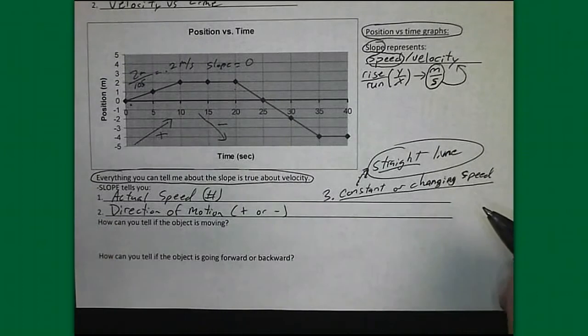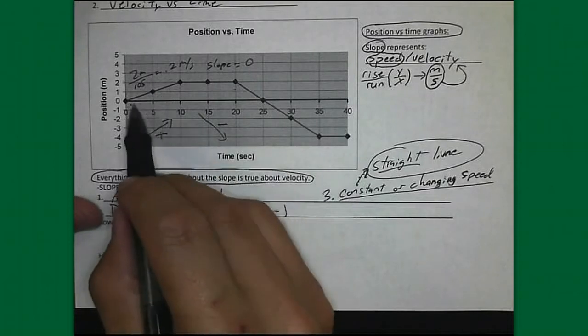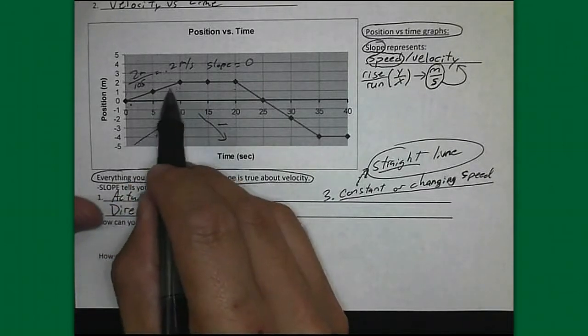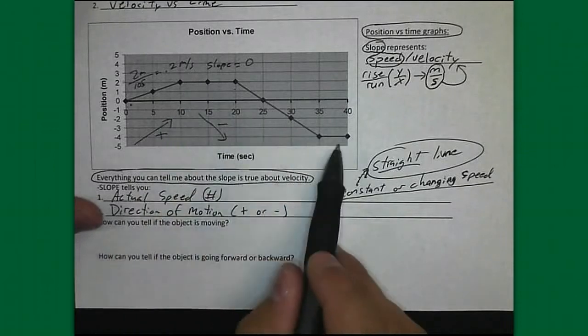Again, if the speed is constant, the slope will be constant. Constant slope means straight line. Straight line, constant slope, constant speed. And in this graph, all of these portions are actually constant speed.